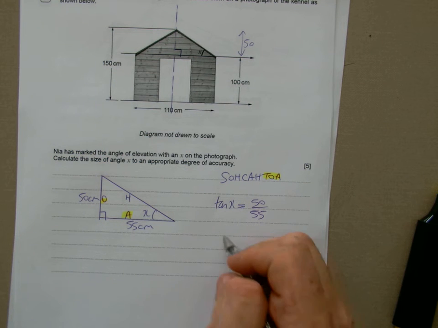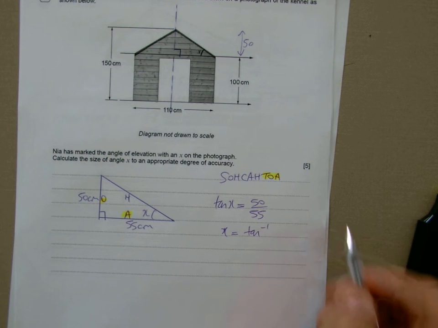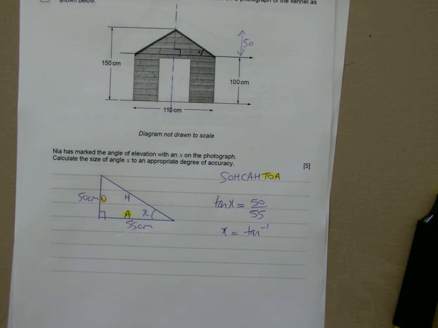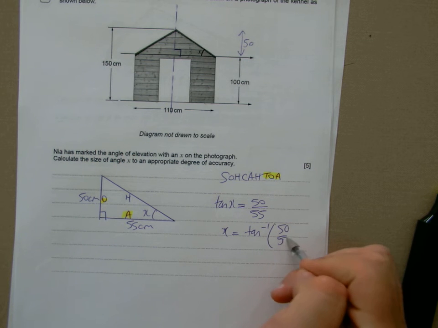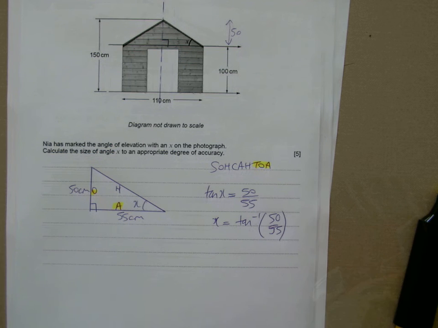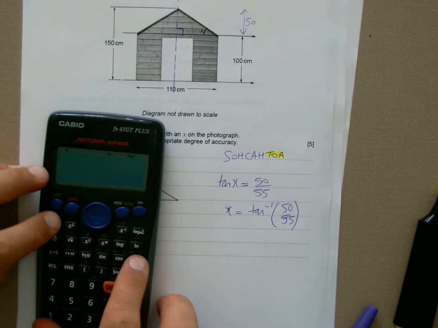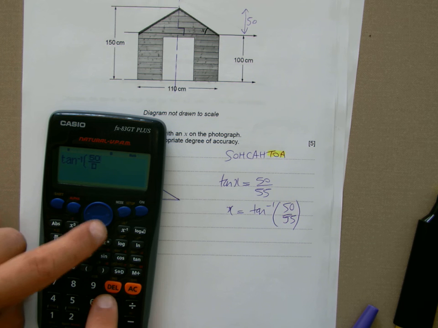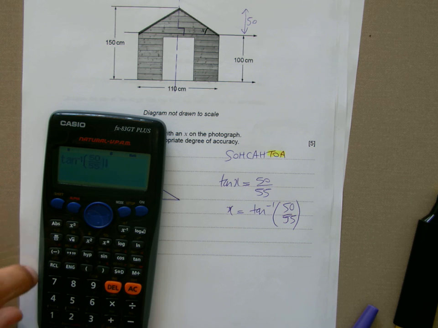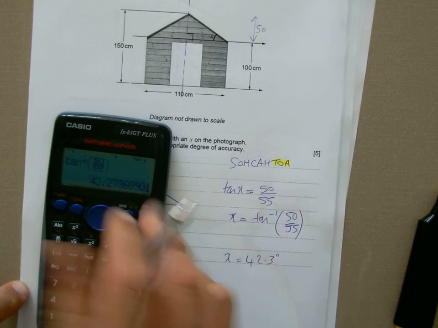So we've got our angle x. O over A, which is 50 over 55. To get the angle x, you take the tan over and do tan to the minus 1. So on my calculator, I'll press Shift tan, then the fraction button, 50 over 55, and we get our answer to be 42.3 degrees.